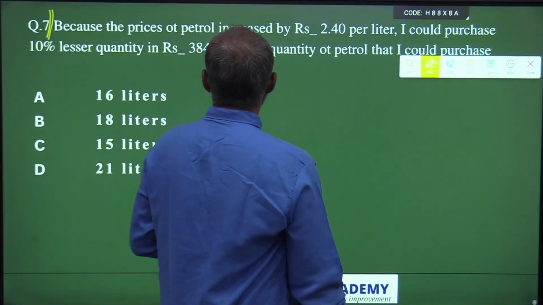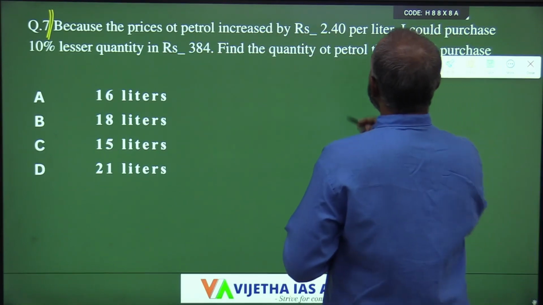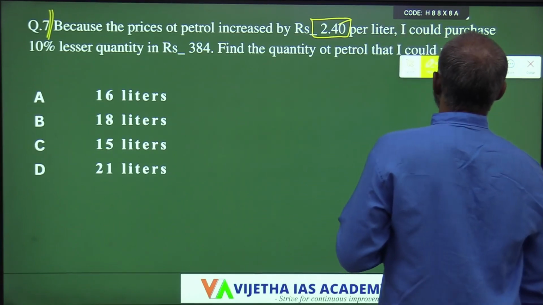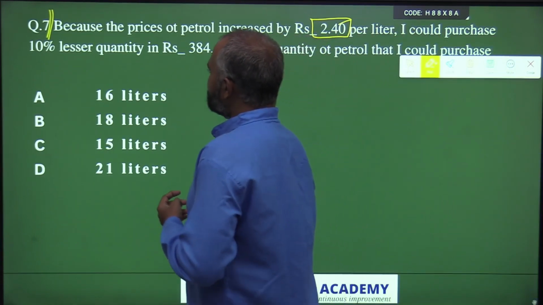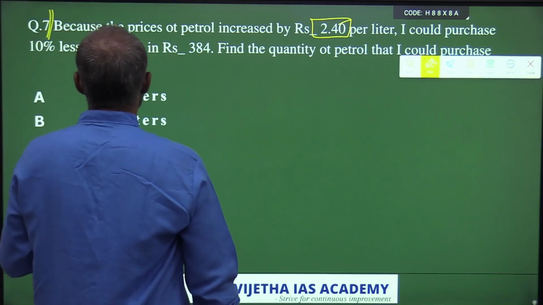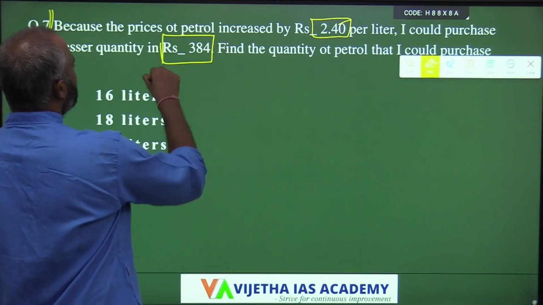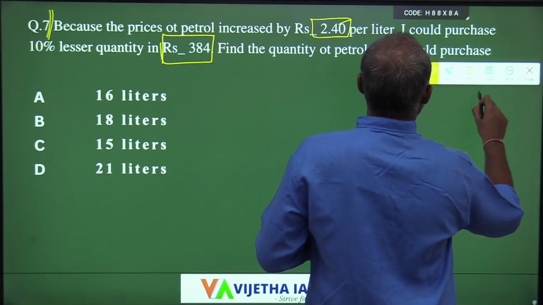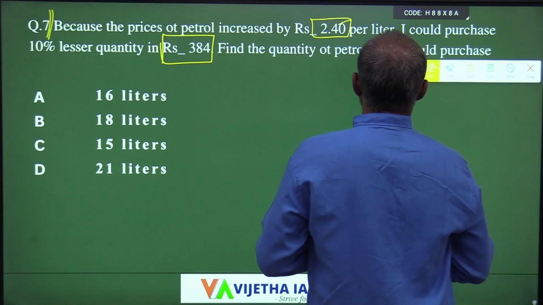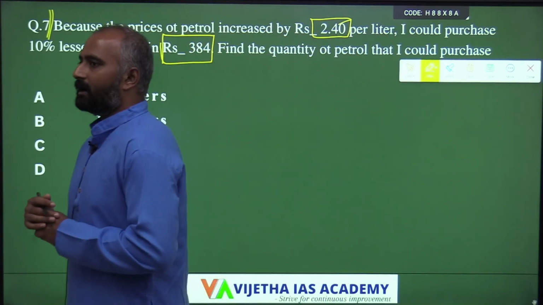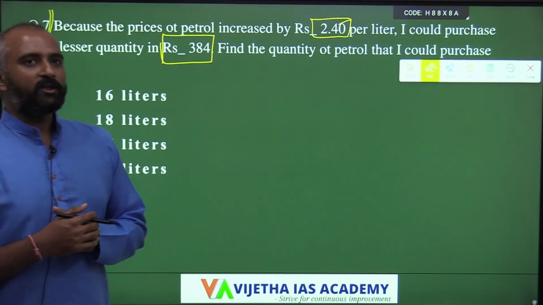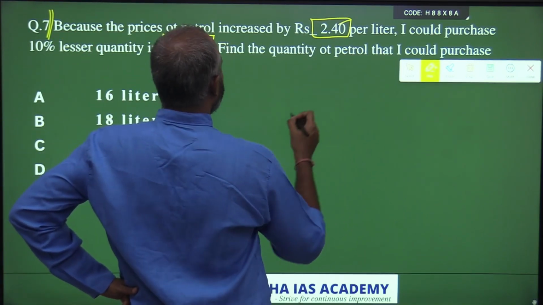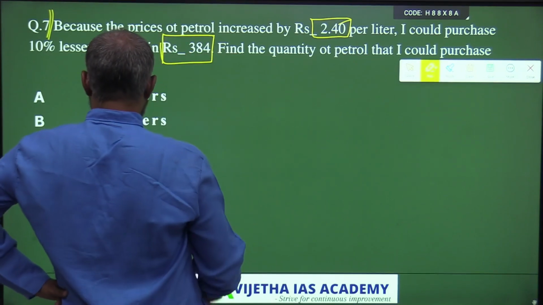Because the price of petrol increased by rupees 2.40 per liter, I could purchase 10% lesser quantity in rupees 384. Find the quantity of petrol that I could purchase. The options are 16, 18, 15 and 21.